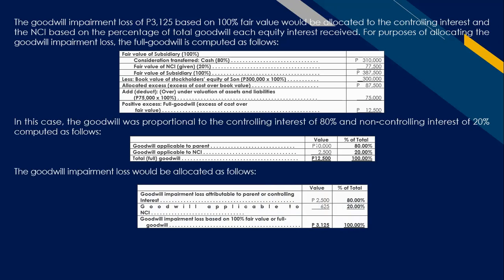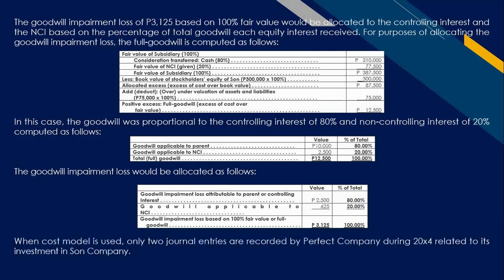So we have now goodwill impairment loss attributable to parent or controlling interest of 2,500 as computed, applicable to parent or controlling interest, and we have now the goodwill applicable to the NCI equal to 625. So we have now the goodwill impairment loss based on 100% fair value or full goodwill.